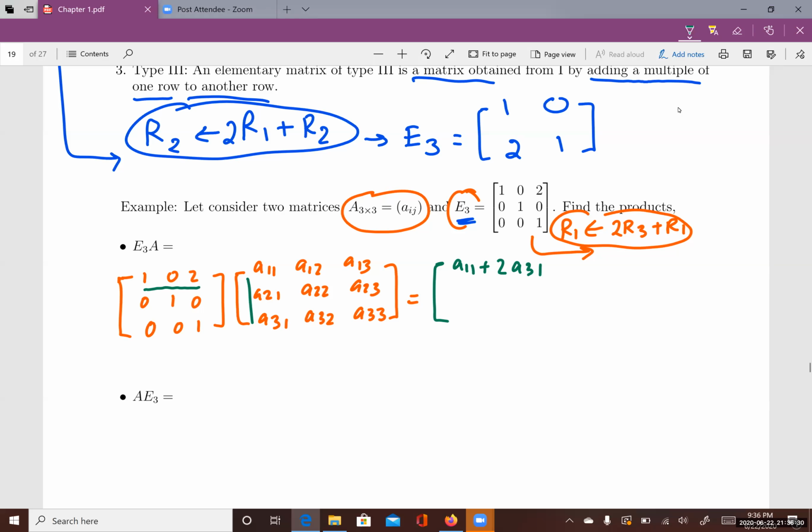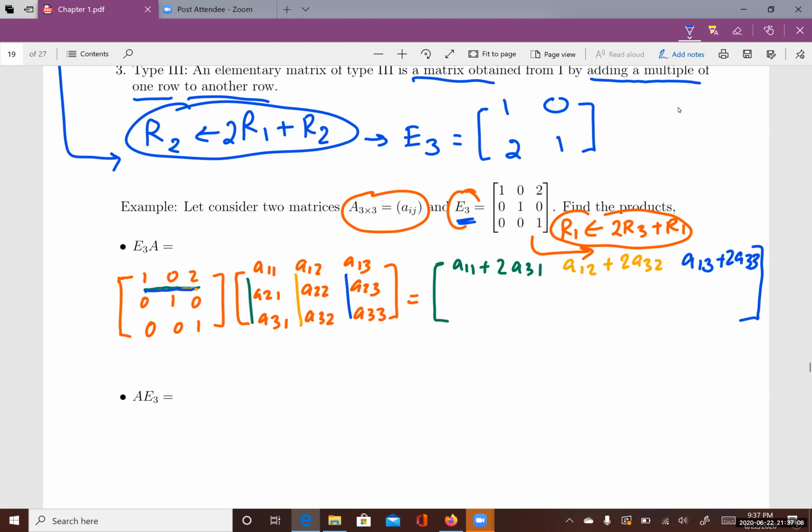If I take the first row and the second column, what would it be? It's going to be A12 plus 0 times A22 plus 2 A32, so A12 plus 2 A32. And then if I do the first row and the third column, I would have A13 plus 0 times A23 plus 2 A33.